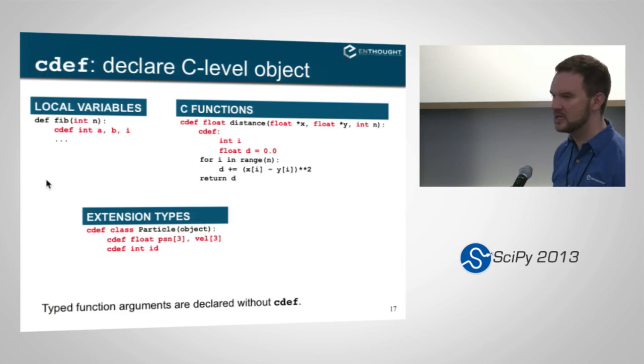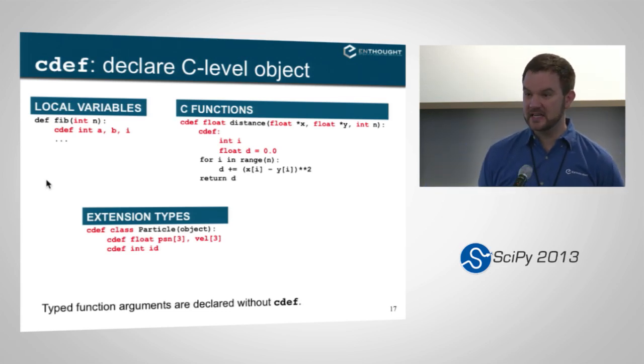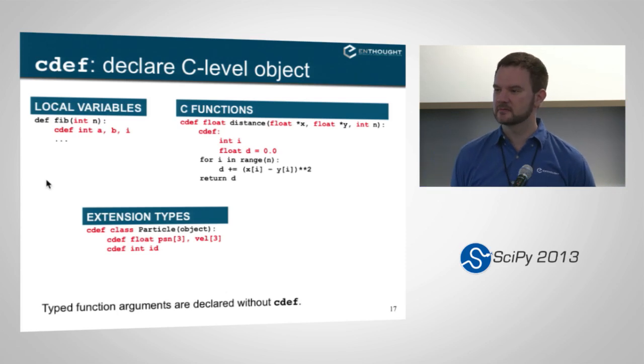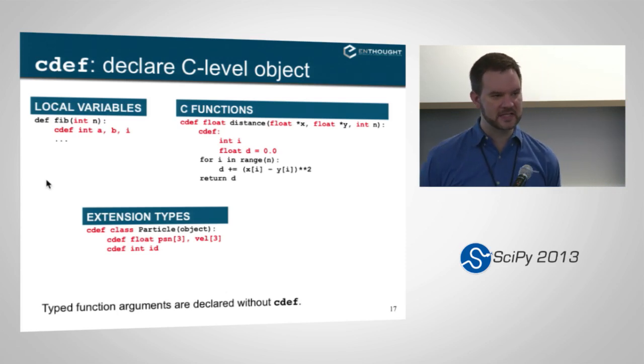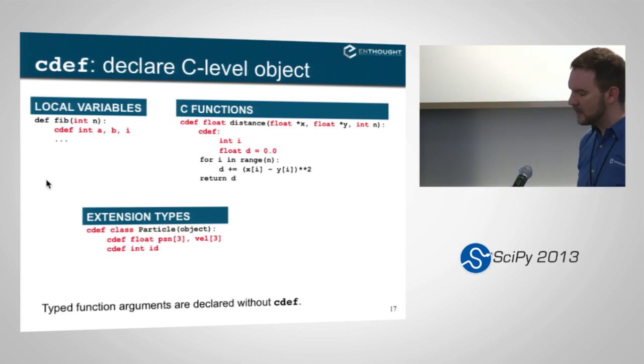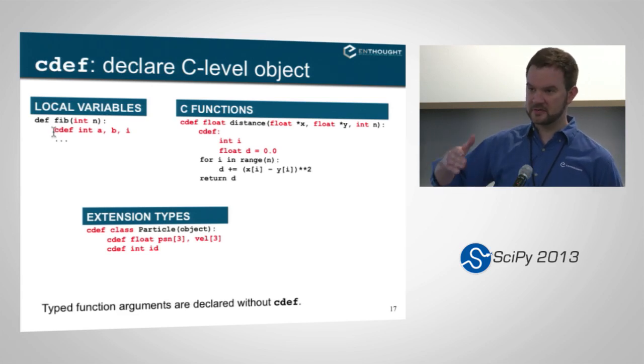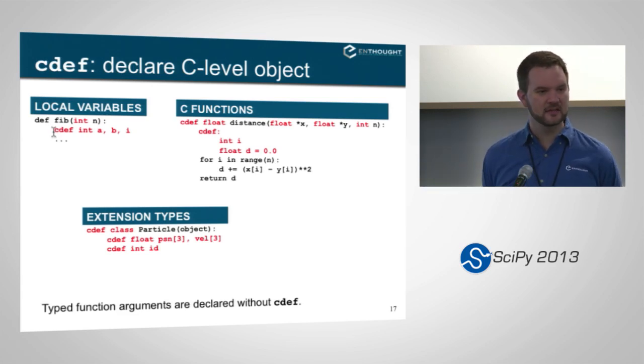How do we declare C stuff using Cython? Well, typically what you do is you just tell Cython, I'm declaring something as C, so I use cdef. Okay, and cdef is a new Cython keyword. The way you use it is, if you want to declare local variables, you just say cdef, and then you declare after cdef as if it were a C variable, leaving off the semicolon, of course.